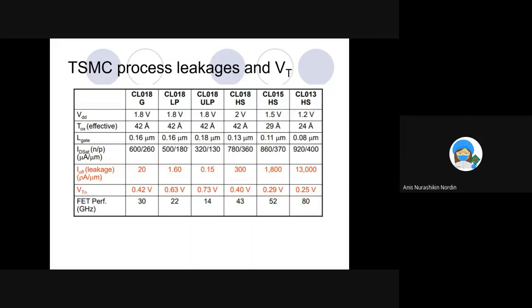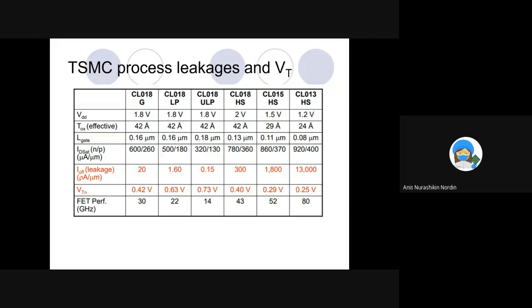Okay, so let's look at the process parameters. TSMC is the Taiwan Semiconductor Foundry. This Taiwan Semiconductor Foundry is very, very famous now. It is a manufacturer of all the major chips. Intel used to be its competitor, but now Intel also sometimes asks TSMC to fabricate their processors, right? So when you look at the process, they will name the process like this: CL018G. It depends.